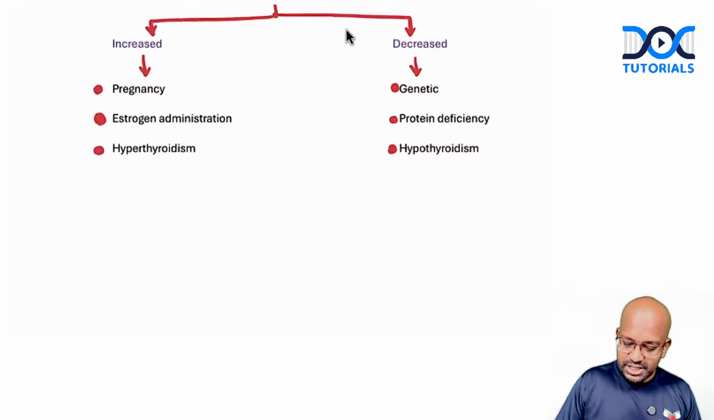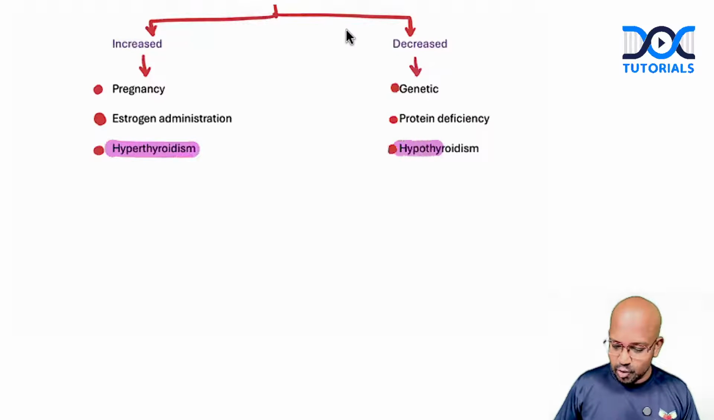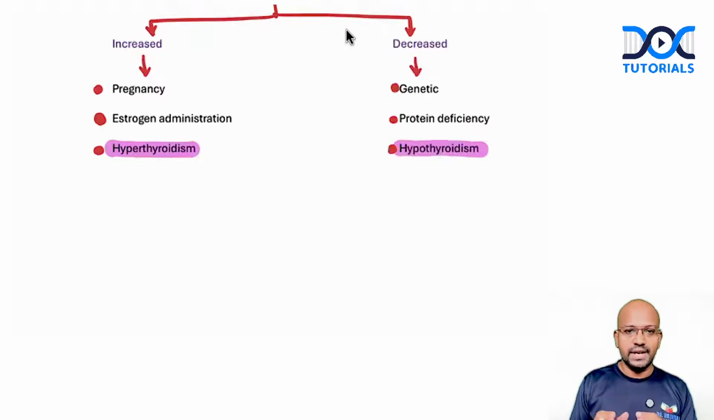The only question which has been asked previously is regarding hyperthyroidism and hypothyroidism. In which patients can we expect an increased CBG activity, and in which patients can we expect a decreased CBG activity? Hypo will be decreasing, the CBG activity will be lesser.